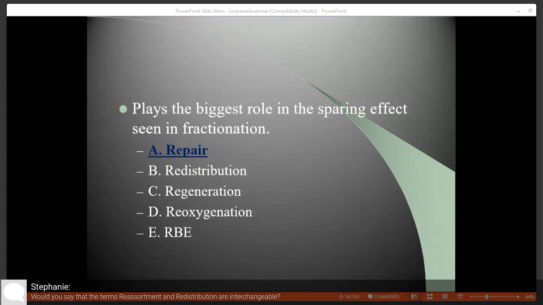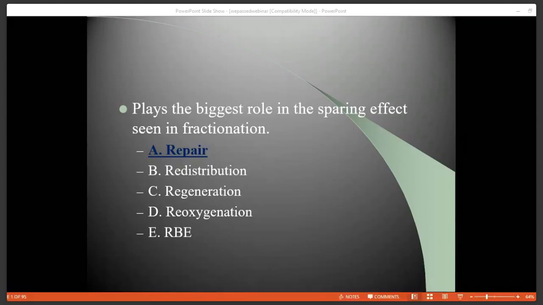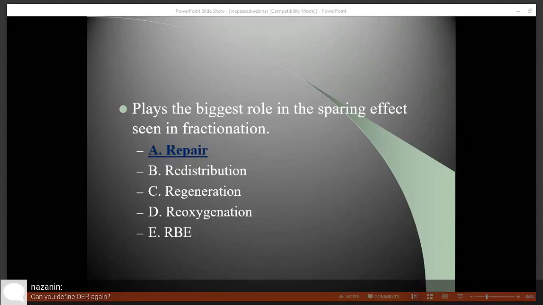Sure. OER is oxygen enhancement ratio. And it's really kind of looking at how much more effective is radiation in the presence of oxygen, aerated, versus in a hypoxic state. And so what you're looking at here is, is there some sensitizing effect seen with oxygen? When you compare the two, you look at two cell populations. A hypoxic one, you give them a certain dose of radiation, and an aerated group of cells, and you give them a certain dose of radiation.